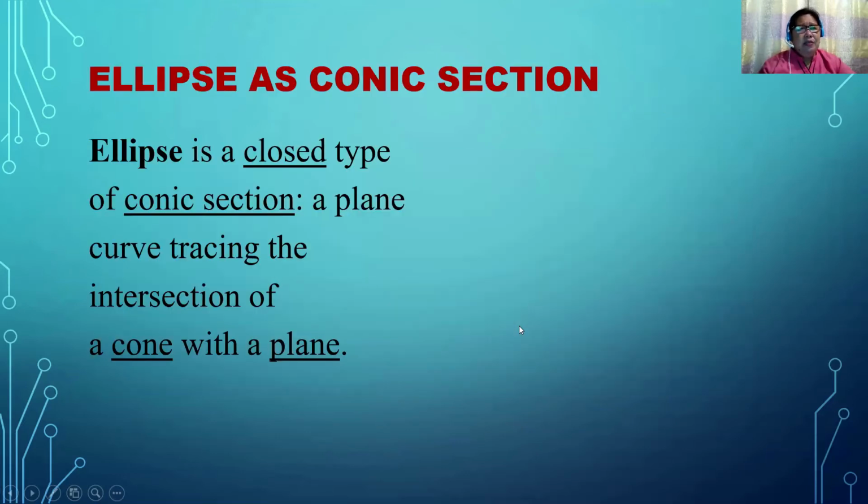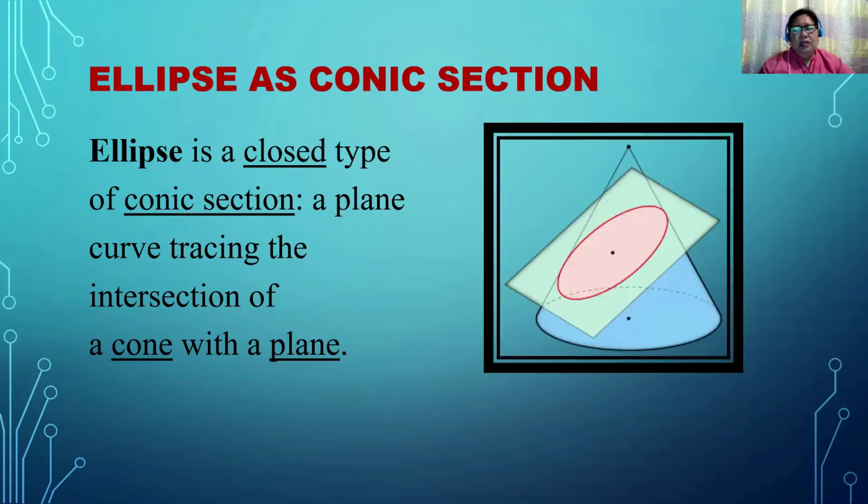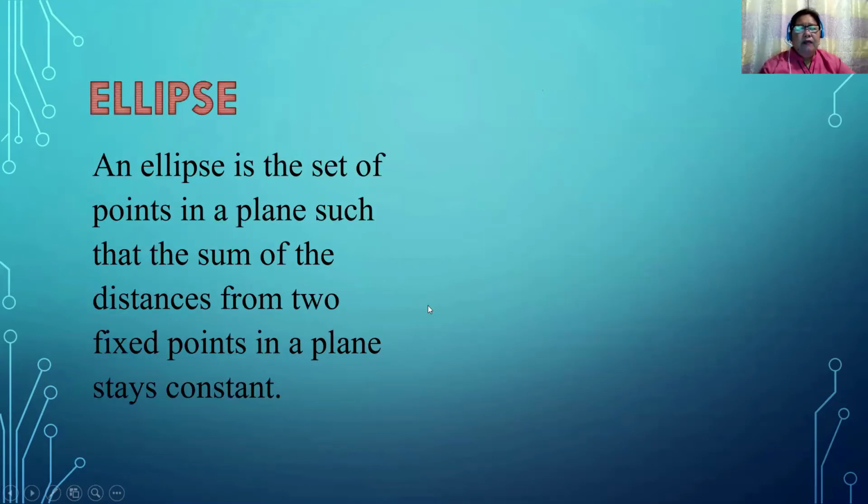Let us have ellipse as conic section. Ellipse is a closed type of conic section, a plane curve tracing the intersection of a cone with a plane. This is the illustration. You have the cone, the plane intersecting the cone, and this figure is what we call the ellipse. An ellipse is the set of points in a plane such that the sum of the distances from two fixed points in a plane stays constant.